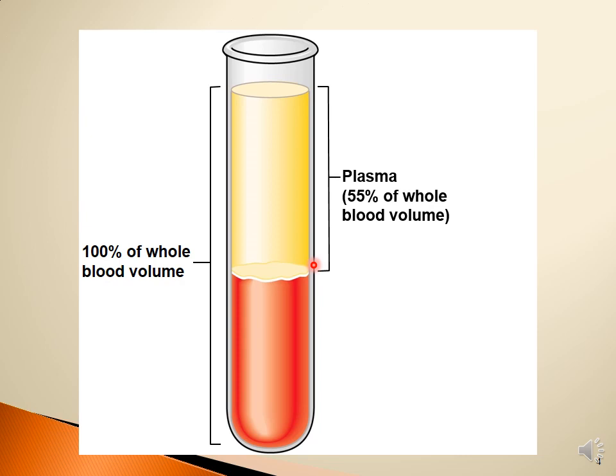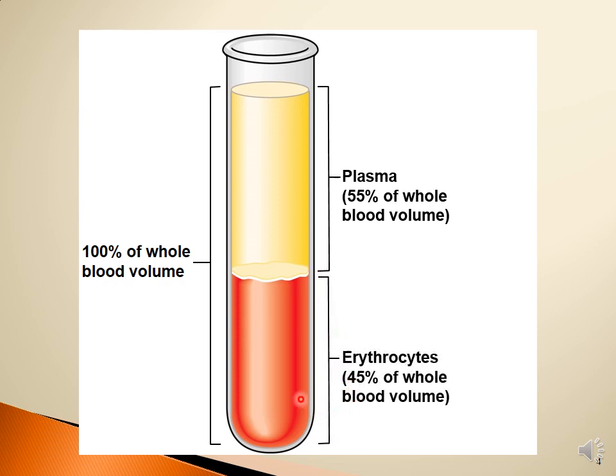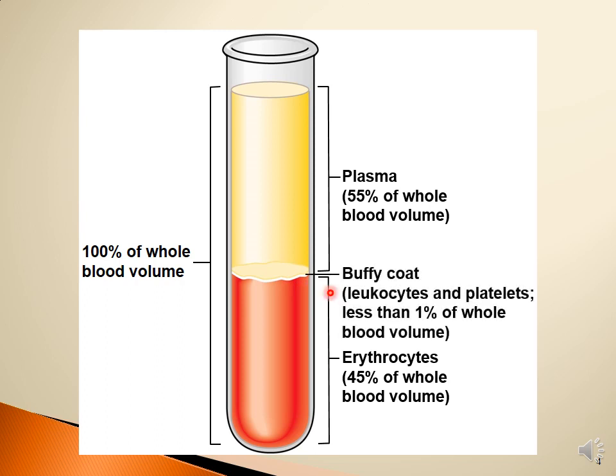Then we have the erythrocytes, and these represent 45% of the whole blood volume, and plasma and erythrocytes are separated by a thin buffy coat that represents less than 1% of the whole blood volume, and it contains leukocytes and platelets, the white blood cells and the platelets.